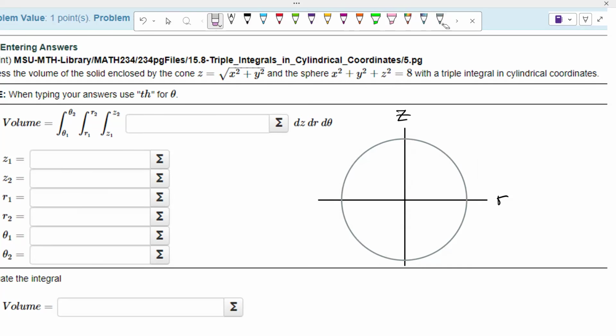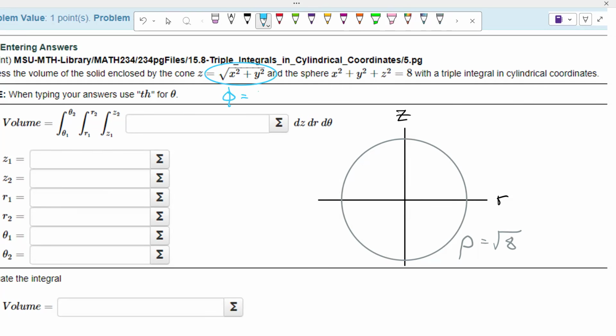We know spherical coordinates now, so I'm just going to label this thing with rho equals square root 8. That's the full shape. I'll worry about it being specifically in cylindrical coordinates in a minute. I've also got a cone, right, this one right there.